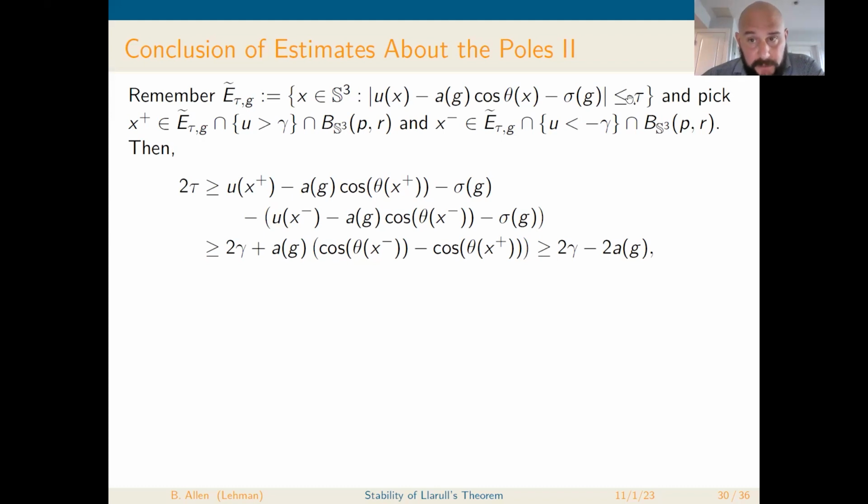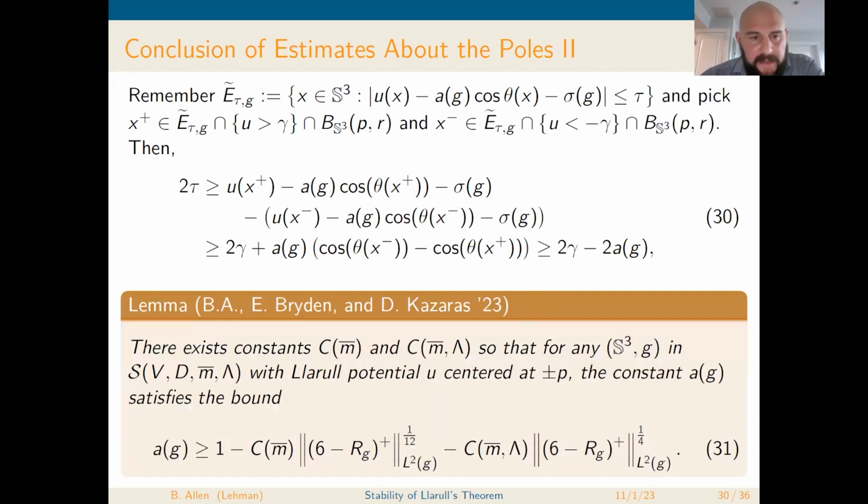Because they're both less than or equal to tau in absolute value, you get this comparison to 2 tau. When you subtract here, notice the integration constants go away, so you don't need to estimate them ever. And here, these can be estimated by 2 gamma because of the fact that they're in these sets. And then lastly, you get A times the difference in cosine with respect to the round sphere's distances. And so you can estimate that by 2. And so you get this very simple estimate here, and that's how we get the estimate of A.